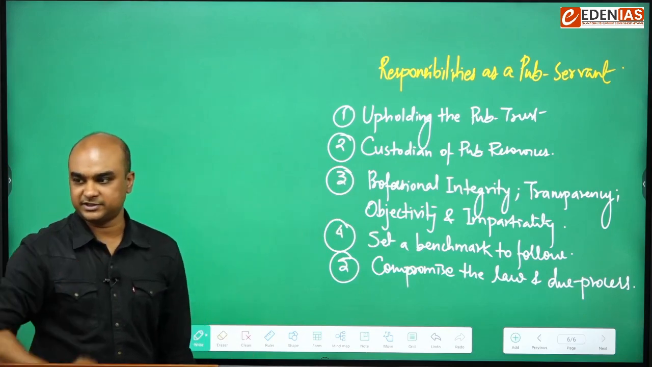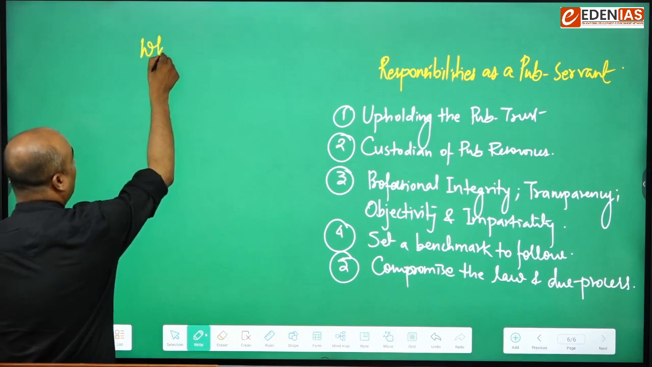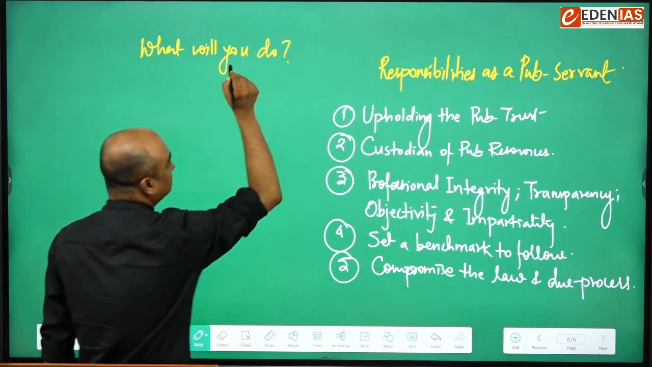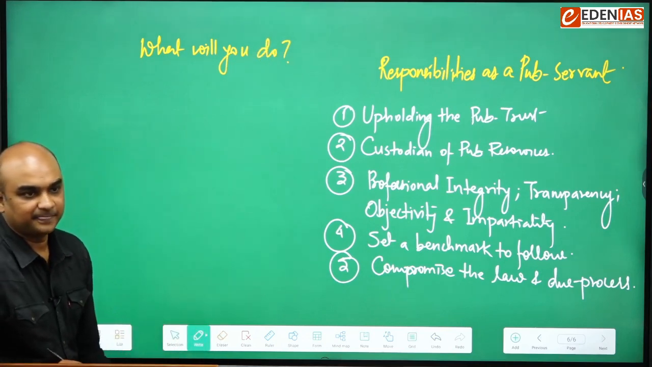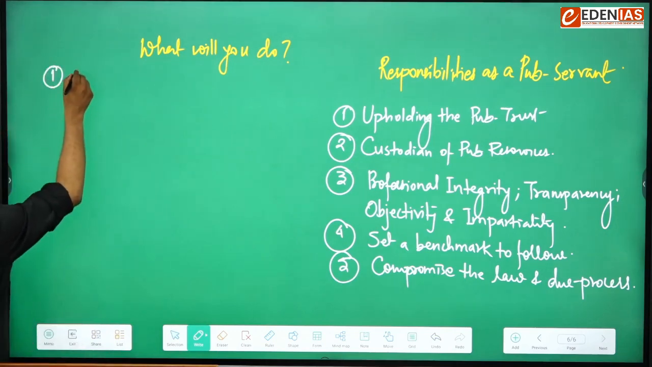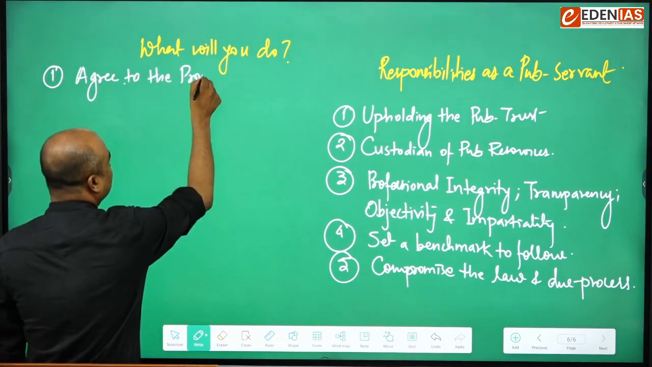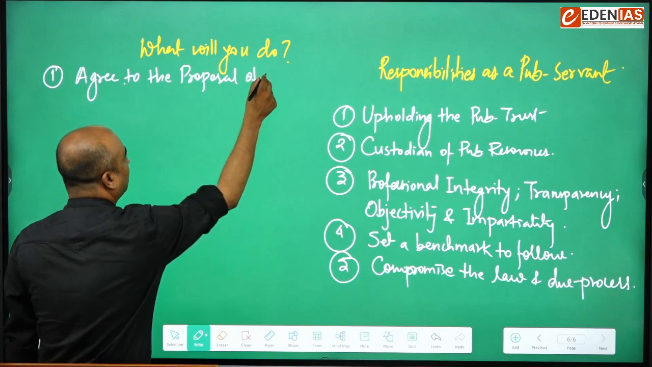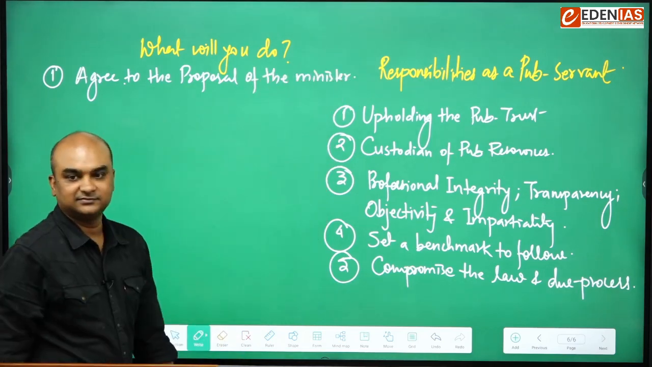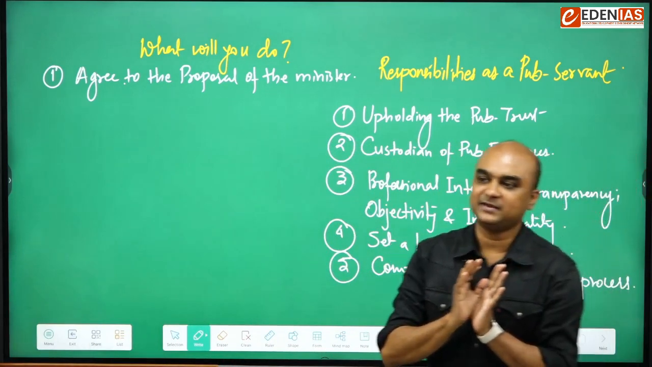Now comes the big question, what will you do? Okay, so what will you do under such a scenario? So what are the options that are available to us at this moment? First option, agree to the proposal of the minister. Just agree to the proposal of the minister, change the alignment of the road.